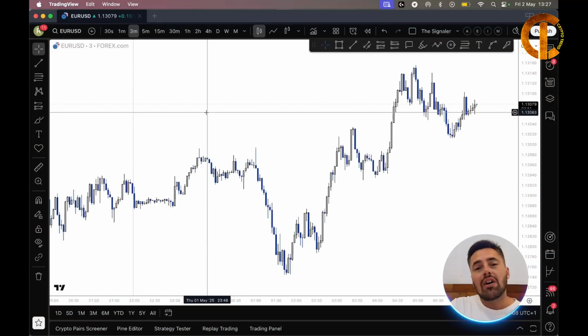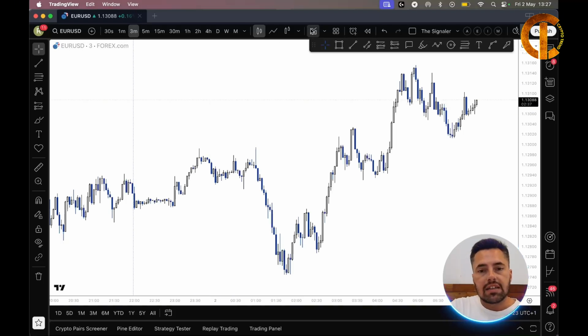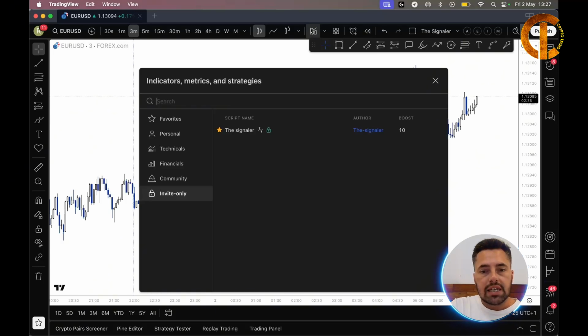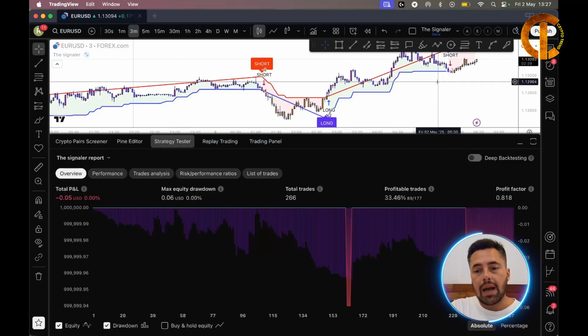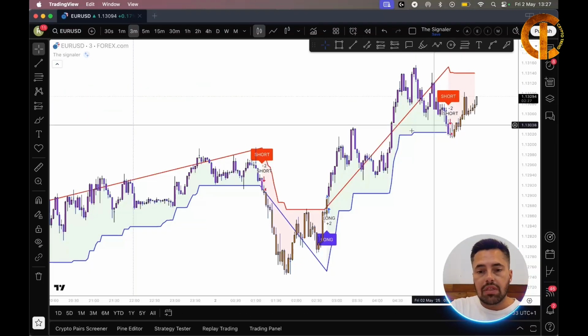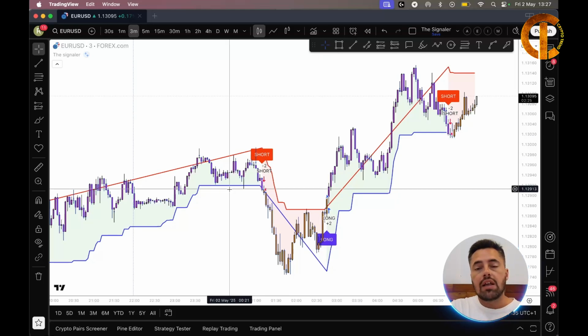So guys, we are now on Tradingview, and for those who don't know how to set up the indicator, I'm going to go ahead and show you now. Once you have access to the indicator, you're going to go to the indicator icon up here, your invite only scripts, and you're going to click the Signaler onto your page. You're going to minimize this part here, and as you can see, the indicator is now on your chart.